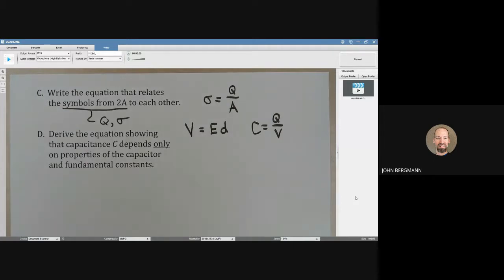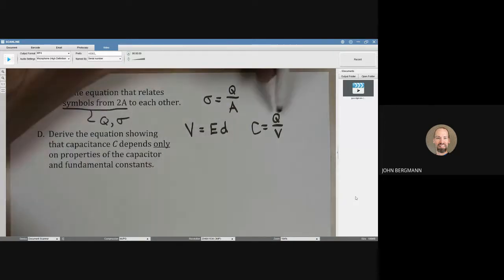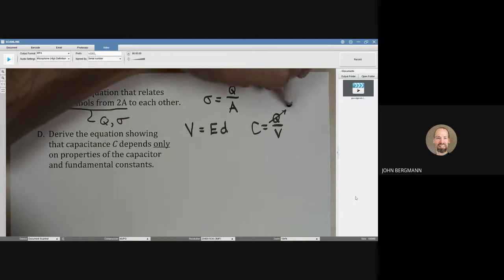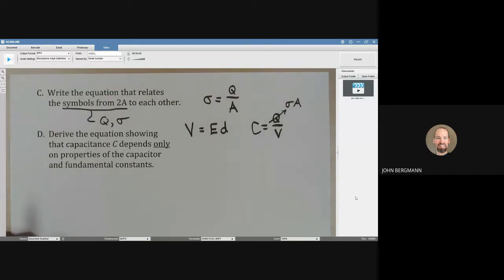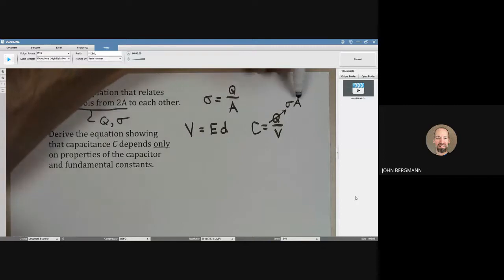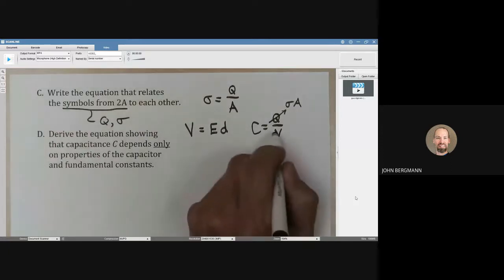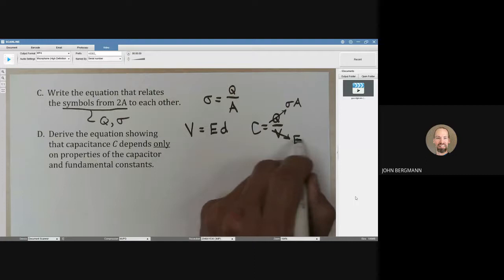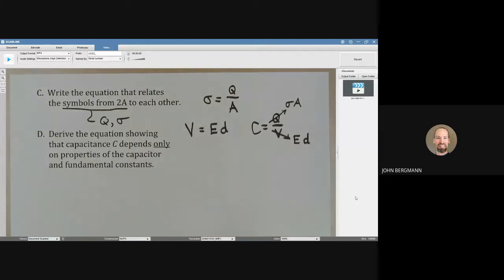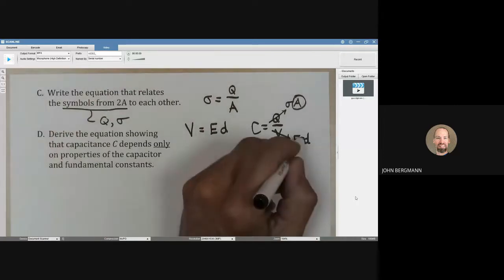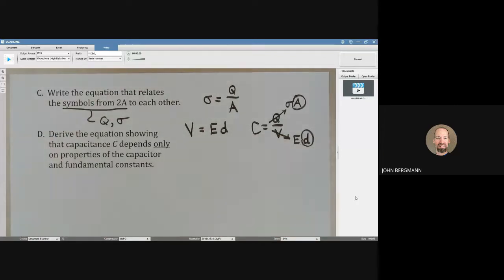When you don't know what to do, do something. How about we change this numerator into, let's take this top equation and say that Q is equal to sigma times A. All right, well, we're getting somewhere now. We have the plate area, which is a property of the capacitor. That's something. How about we change the denominator into E times d by that equation? This plate area is a property of the capacitor. This plate separation is a property of the capacitor.